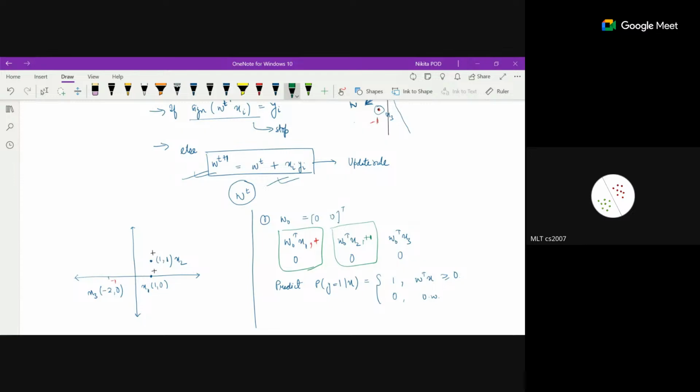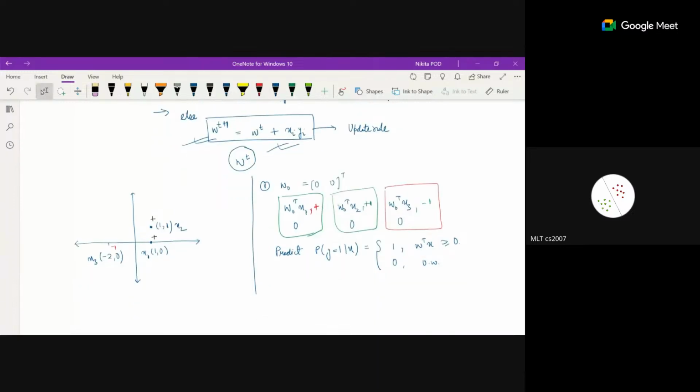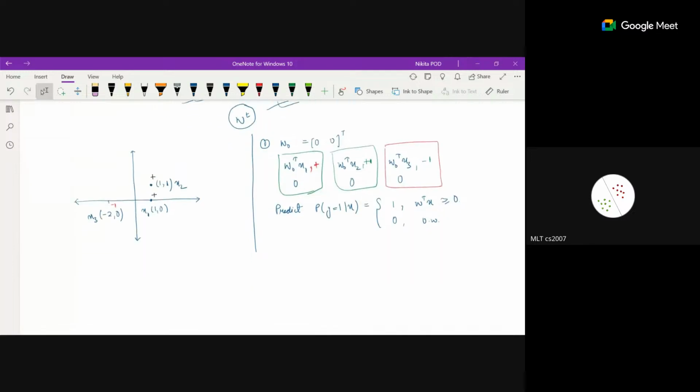But now if I look at x3, this was -1, so here you are getting a mistake because you're getting 0, which is wrong. So now for this x3 there is a mistake. So what we can do is we will update this.